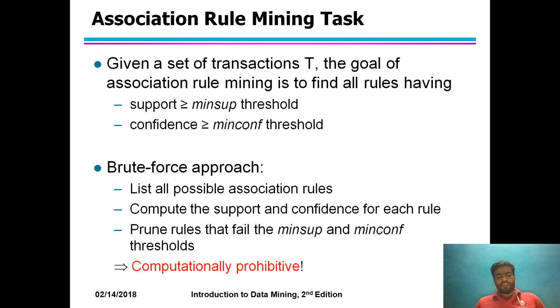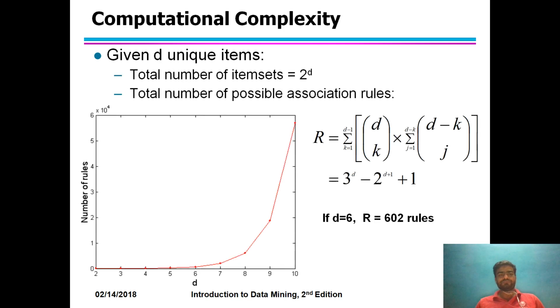So it is computationally prohibitive. Why is this computationally prohibitive? Because I need to generate every possible set of transactions, I need to check them, and I need to calculate their confidence and support. For that reason, it is computationally prohibitive.